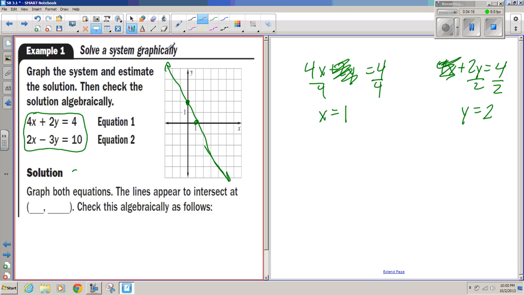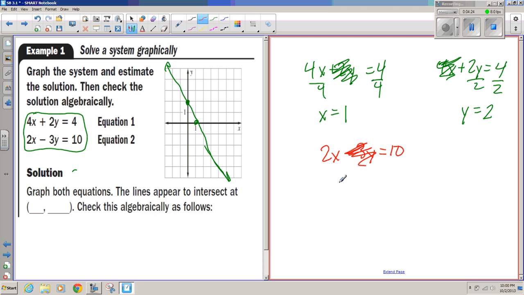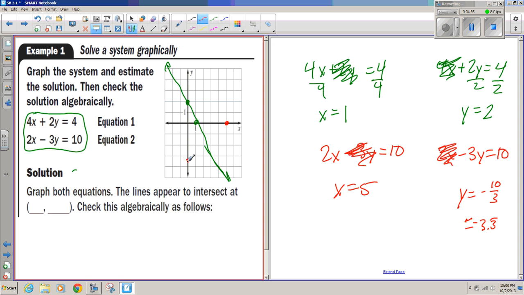That's why this is not exact. Then take a look at the next equation. This one's a little bit harder. 2x minus 3y equals 10. Well, just like before, get rid of the y. X should be 5. Then get rid of the x. Y equals negative 10/3, which is approximately negative 3.3 repeating.